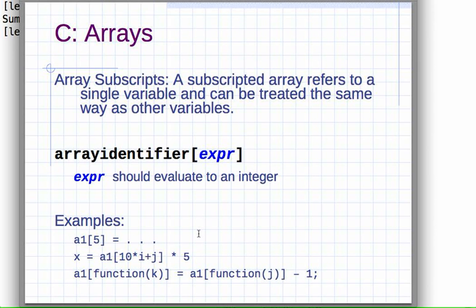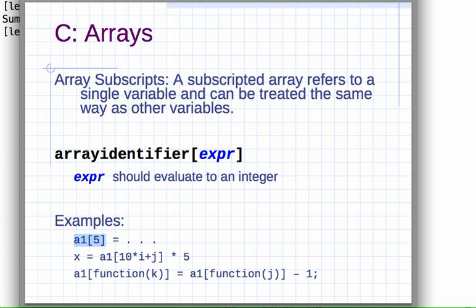Okay. Array subscripts are pretty much just like in Java. A subscripted array refers to a single variable and can be treated the same way as other variables. So, for example, what that means is just that you can assign values to A1 sub 5. And I use the word sub to mean whatever is in square brackets. This is just a fast way of saying A1 index location 5. So I'll use the notation A1 sub 5.